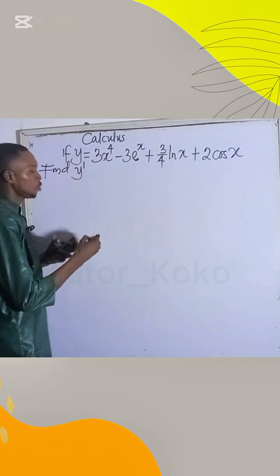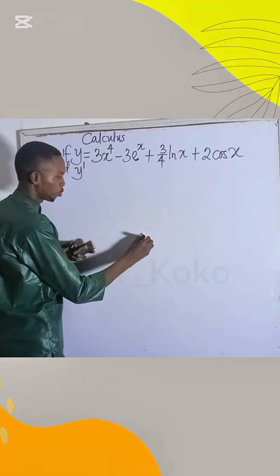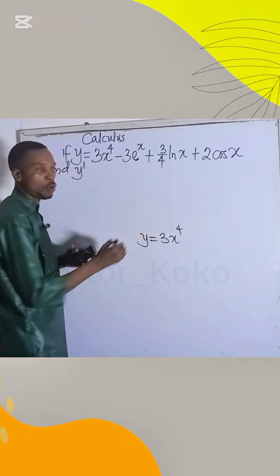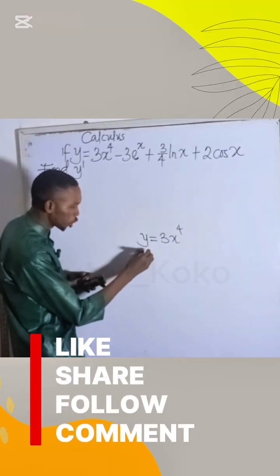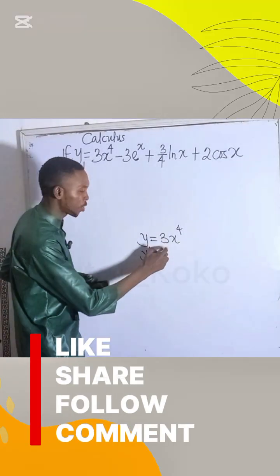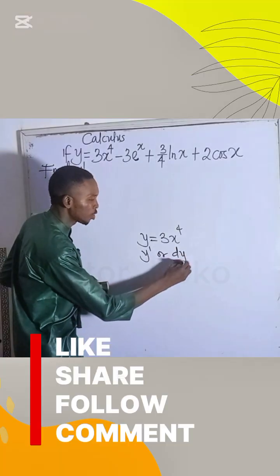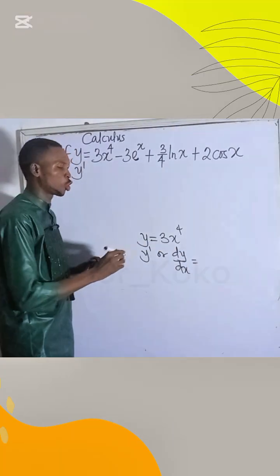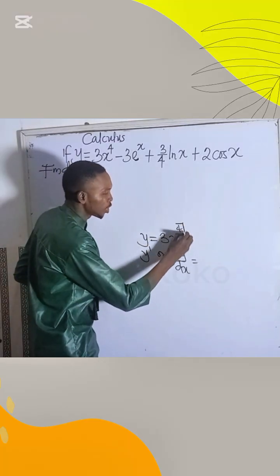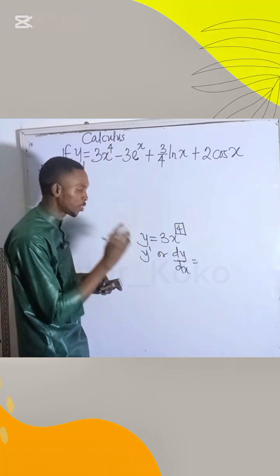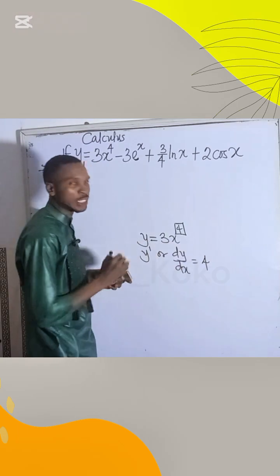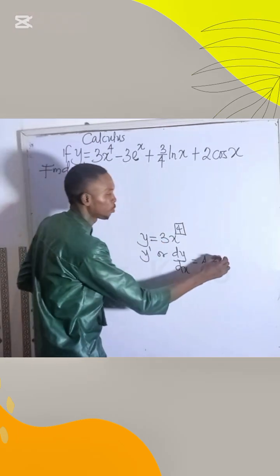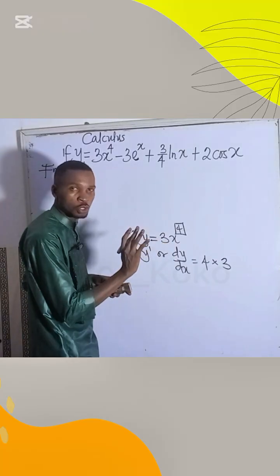All right, so we'll start with the first one. So this is y is equal to 3x to the power of 4. Now, if you want to differentiate y with respect to x, or dy/dx, to do this, pay attention. What is the power here? 4, right? You are going to bring the 4 down. Then you multiply the 4 with what? 3. The 3 down here, don't touch it.